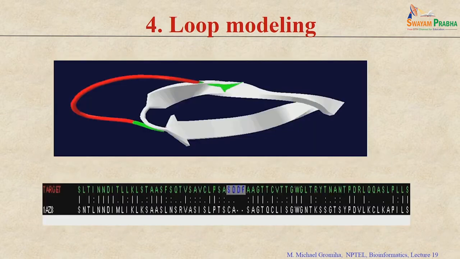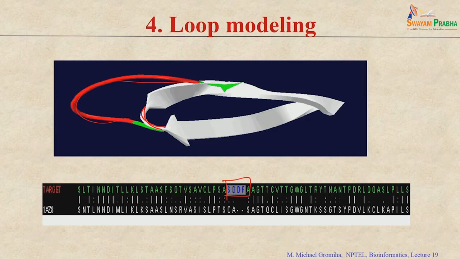So here this is the actual loop, right. If you take the template and your target, you may see the longer ones. You can see this region here, the target has a longer loop than the one in the template. So in this case you need to model these loops, replace these residues.